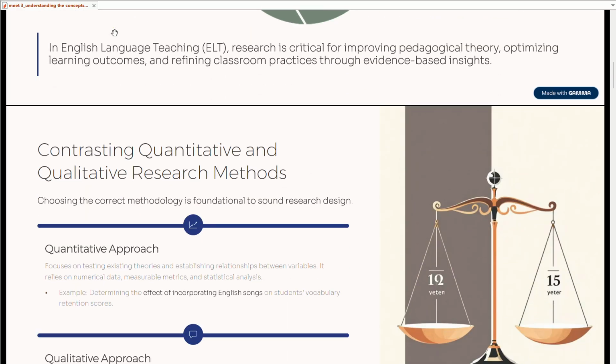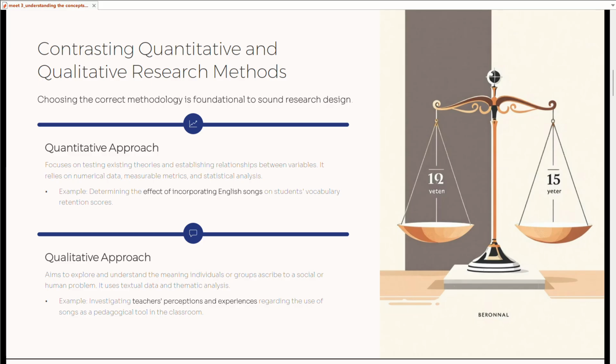Let's go again. How do we distinguish between quantitative and qualitative research methods? We need to know this to choose the correct methodology because this is foundational to sound research design. The first is the quantitative approach. The quantitative approach especially focuses on testing existing theories and establishing relationships between variables. It relies on numerical data, measurable metrics, and statistical analysis.